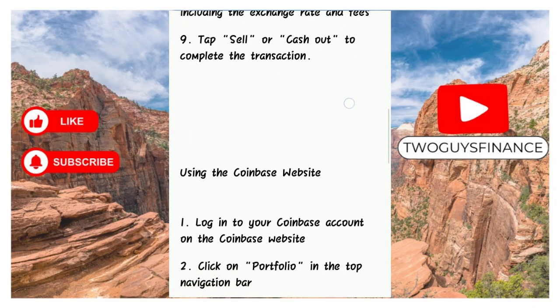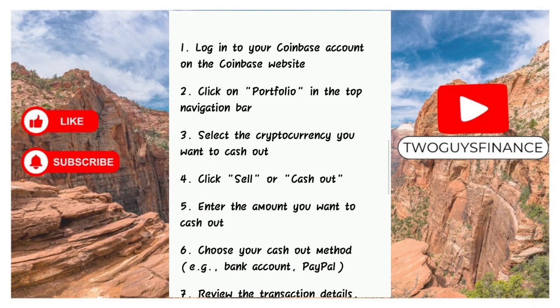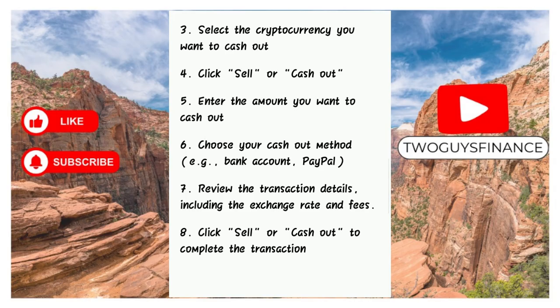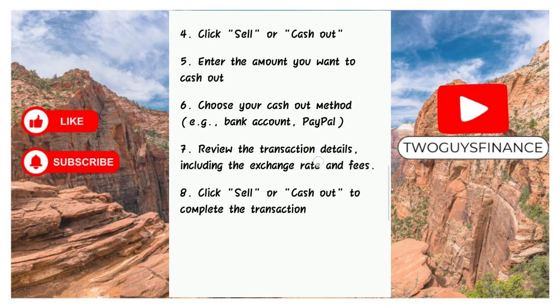Now the second method is to use the Coinbase website. All right, the steps are pretty much the same. You just log into your Coinbase account on the Coinbase website. Go ahead and click on your portfolio in the top navigation bar, select the cryptocurrency you want to cash out, click sell or cash out, then enter the amount you want to cash out, choose your preferred method, and then review the transaction details. You got to make sure everything is in place, and then click sell or cash out. Once that is done, you got your money.